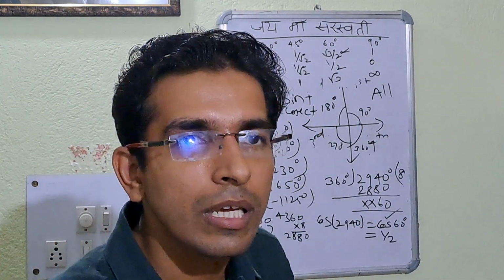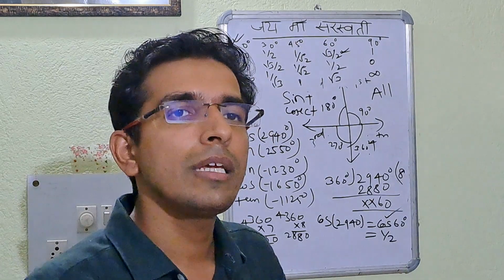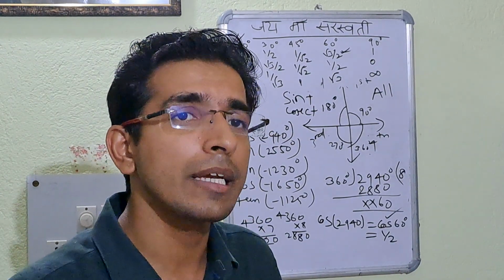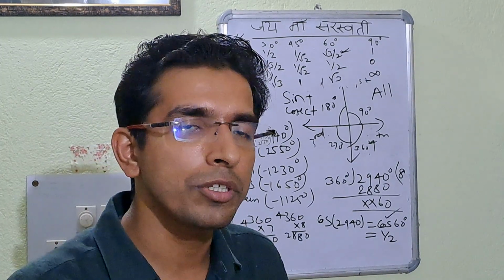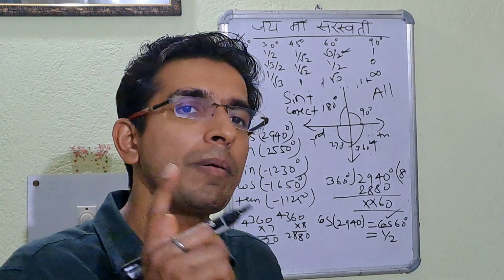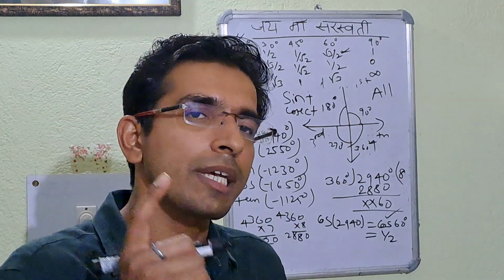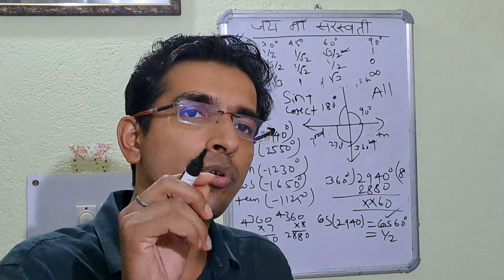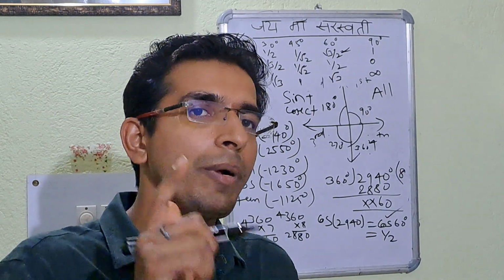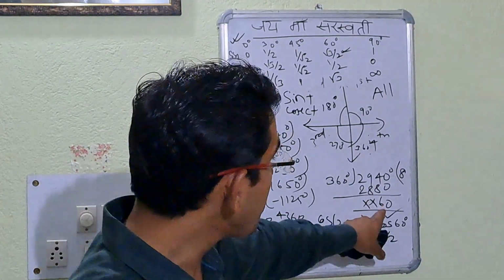Cos 2940 has the value of half, because I had already told you the protocol, how to apply that protocol. Whenever any angle has a larger magnitude, that is greater than 2000 or something, then we divide that angle by 360 degree and check the remainder. We have to focus on the remainder. Whatever the remainder is, we frame a strategy according to that. So in that case, the remainder is 60 degree.